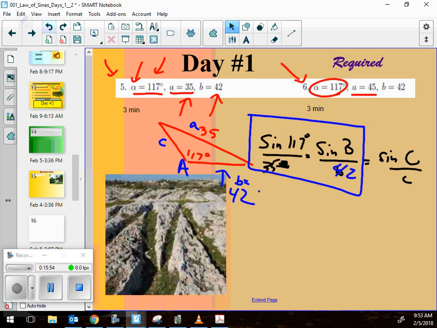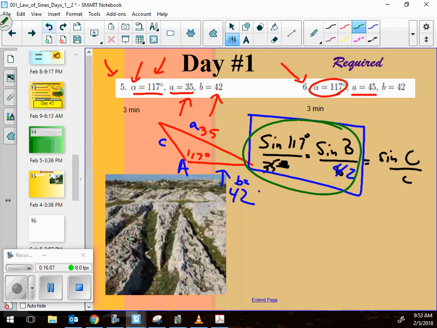This reminds me to tell you, you don't always have to cross multiply to solve these. If your only goal here is to get sine B alone and then do inverse sine to finish the job, you'd multiply by 42 on both sides.